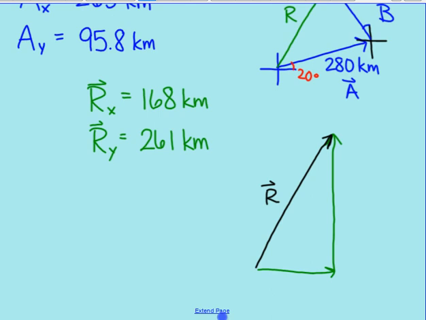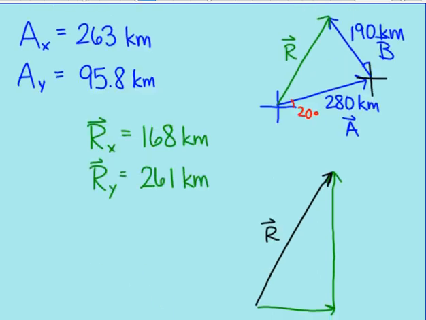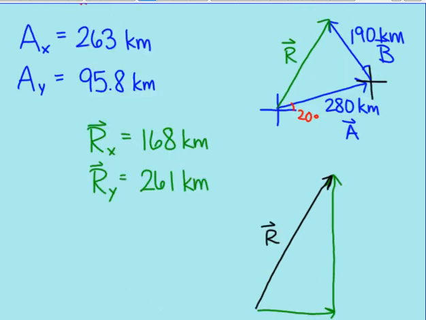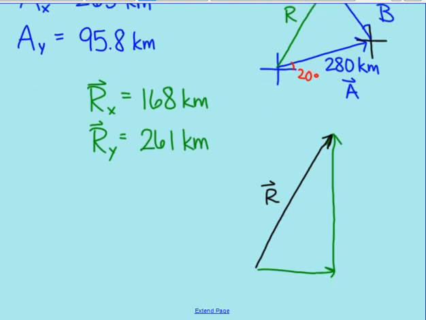Now, if I were to compare this diagram to my previous one, if I had similar scales, I would find that those two resultants look pretty similar to each other. Now again, my scales are not perfect here, so they're not exactly the same, but they're at least in similar directions, and that's always a good sign. So this is 168 kilometers. This is 261 kilometers. And right down here would be the angle that we would be looking for.